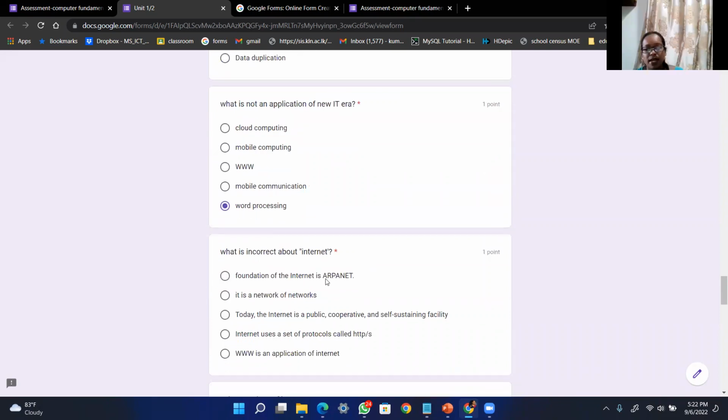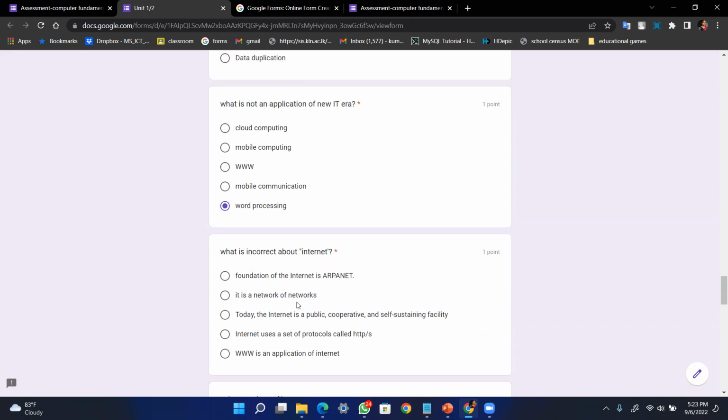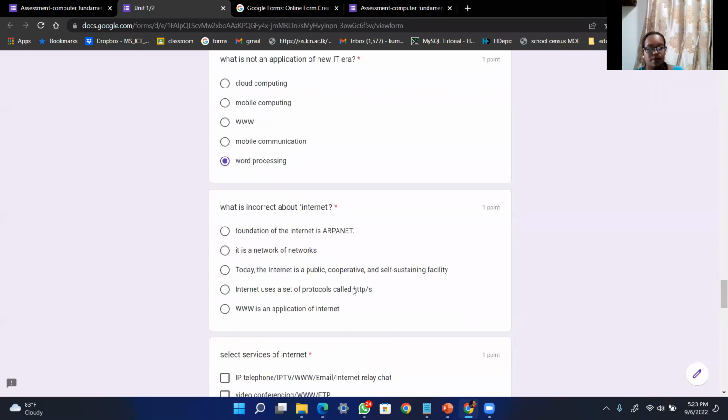What is incorrect about the internet? Foundation is the ARPANET. Is that correct? Yes, teacher. It's a network of networks. Yes. Today the internet is public, cooperative, and self-sustaining facility. Yes, that is correct. That means there are people in the public domain, and in a cooperative manner also, and the individual person is also there, right? So in all three domains people are there.